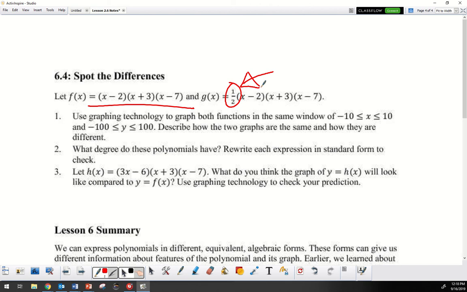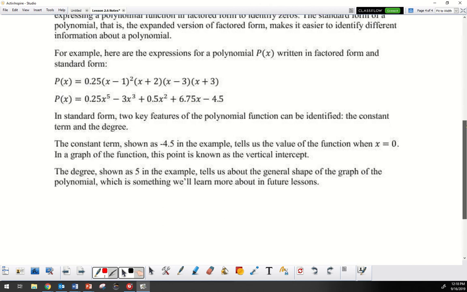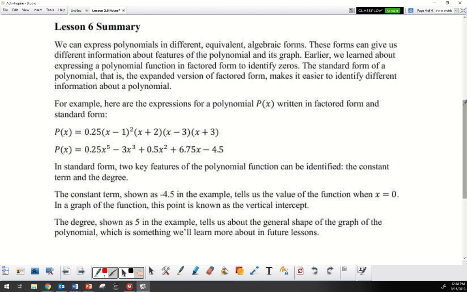Alright, so I'm going to leave it off there. I just need to talk about that piece. Alright, your summaries. Let's take a look at the summary here. Everything we have here is all the stuff that we have been doing for the last couple days. Okay, I'm going to leave it off there. You guys know how to read.